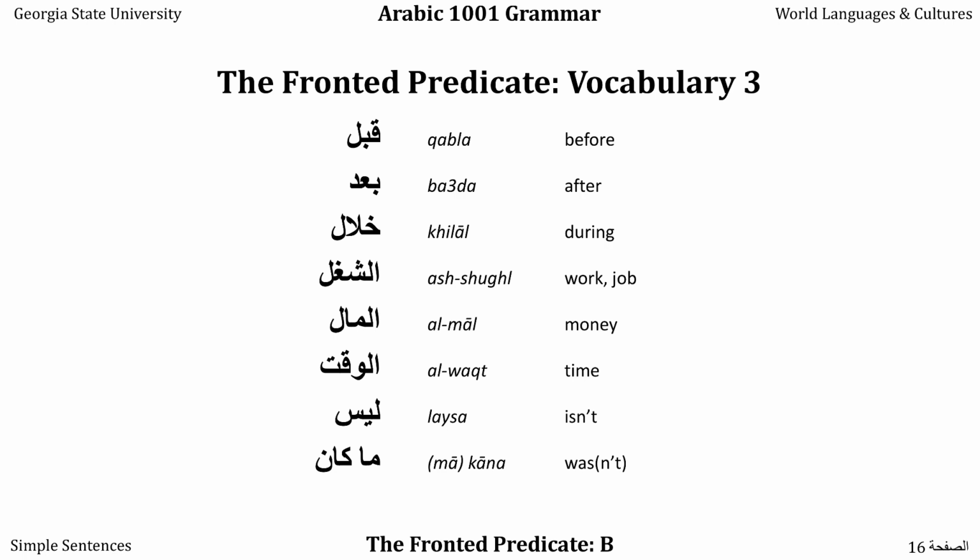An excellent drill for you to do would be to take a picture of objects on a desk and use fronted predicate sentences to explain their relationships to each other. Also, perhaps to make a list of things you have and don't have, or had or didn't have, and explain them to your teacher.